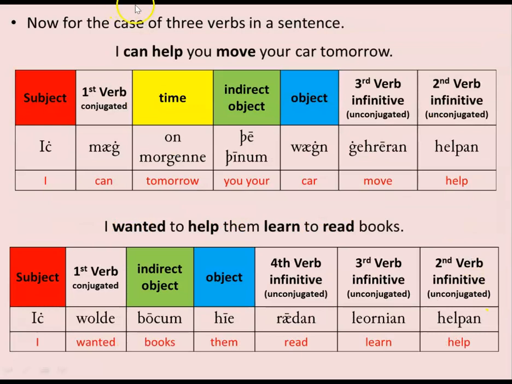All right, now for the case of three verbs in a sentence, and even four: I can help you move your car tomorrow. So can is the first verb, and it goes in the second place. Because it's first person present tense singular, it's mai. Now help is a second verb that goes to the very end in its infinitive form. Move is a third verb, and it goes to the second last place.